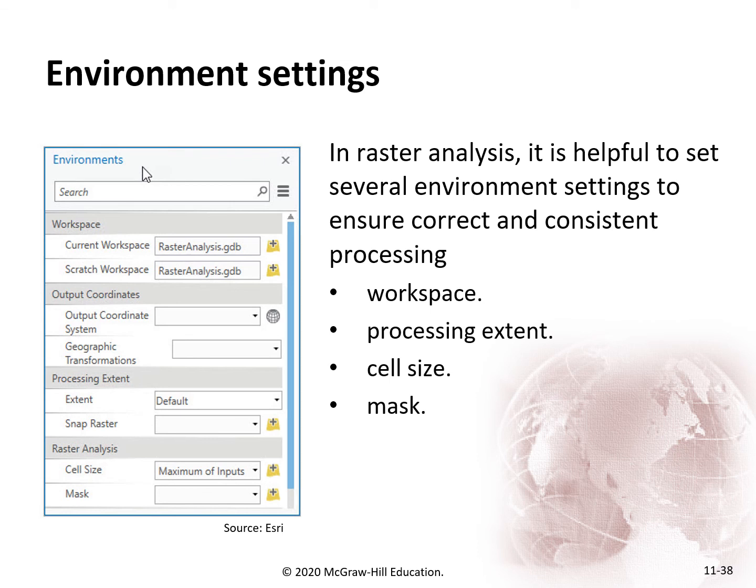Environments are a clever little way of saving some work. So you can go into your environment settings and look at things like your processing extent and your cell sizes, and you can apply masks. All these help you define areas that you're working in, what stuff you're going to consider, how far you're going to consider, and sort of automatically trim down your study areas.